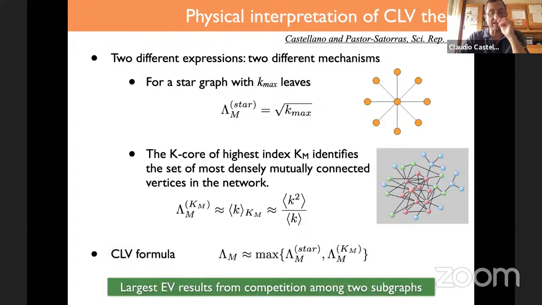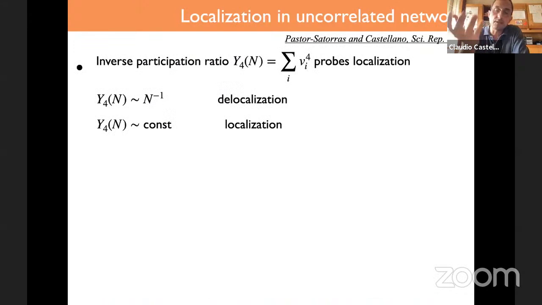So essentially what you have is that the Chung-Lu-Vu formula can be interpreted as saying that the largest eigenvalue of the whole network is simply given by the competition between these two values for these two different subgraphs. So essentially these subgraphs dominate the whole contribution to the largest eigenvalue of the whole network. The fact that only a subgraph gives the value of the largest eigenvalue for the whole network suggests that the principal eigenvector, the associated eigenvector, can be localized on those subgraphs.